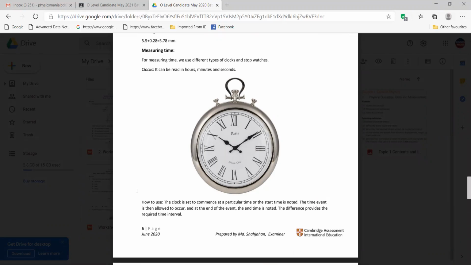Now you see measuring time. Can you read this measuring time part? For measuring time, we use different types of clocks and stopwatches. Clocks can be read in hours, minutes, and seconds. How to use? The clock is set to commence at a particular time or start time is noted. The time event is then allowed to occur, and at the end of the event, the end time is noted. The difference provides the required time interval.